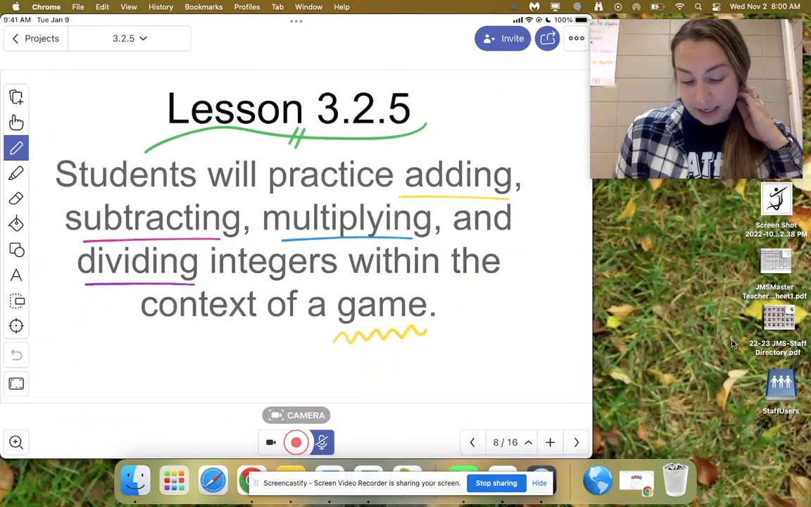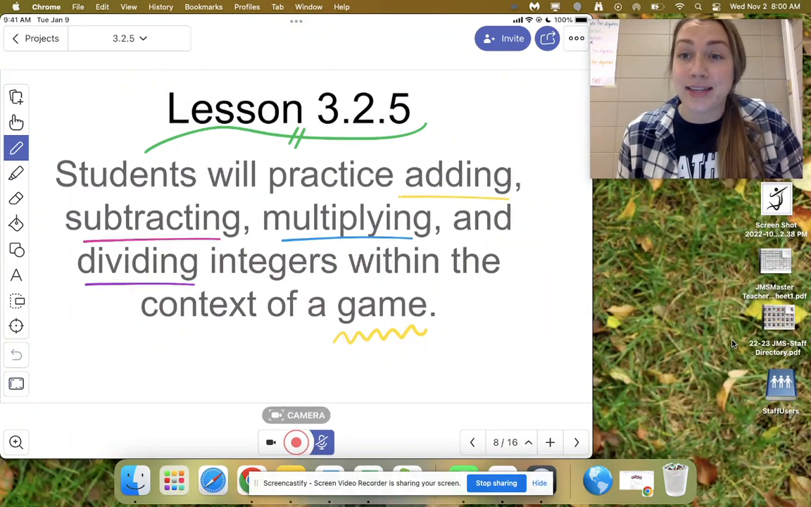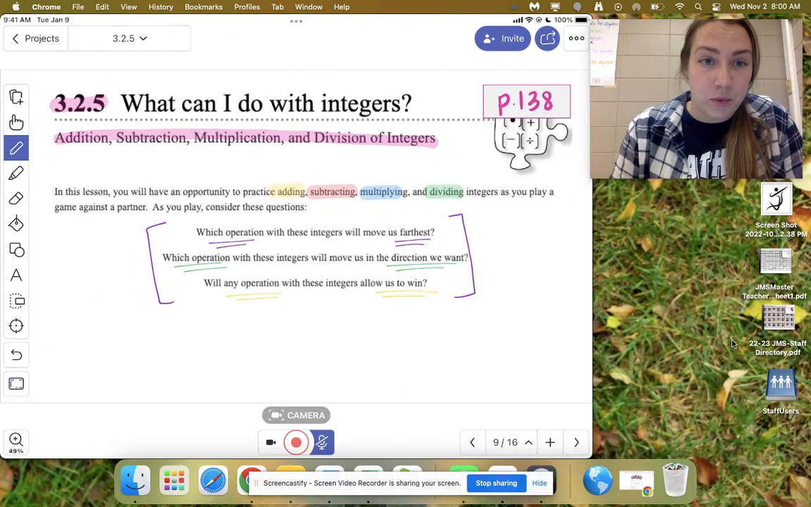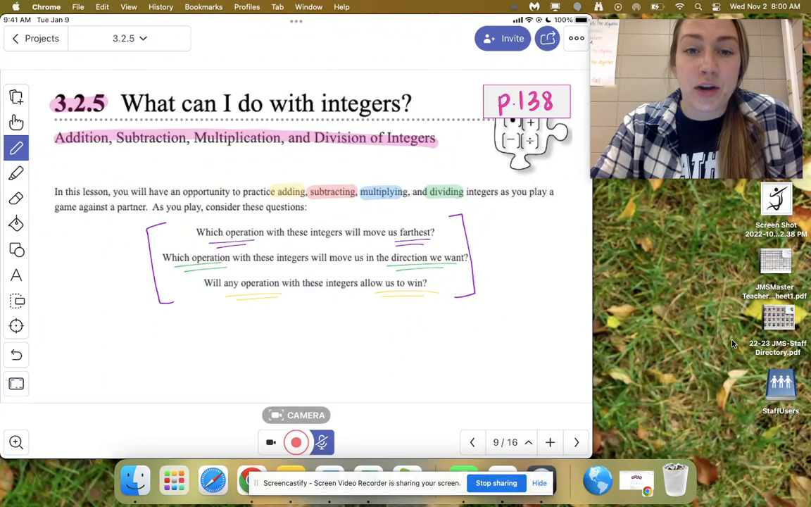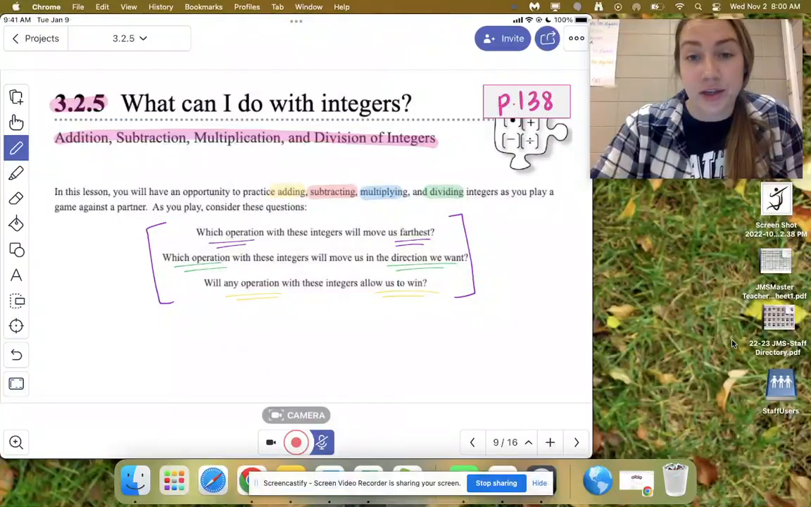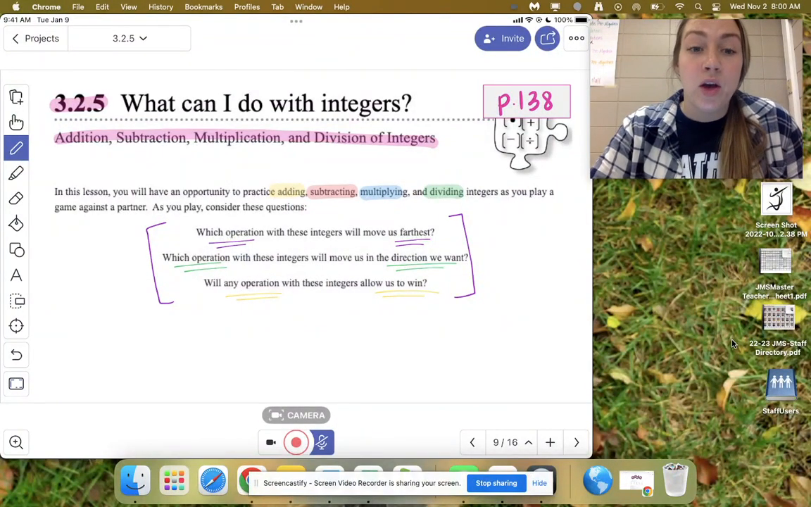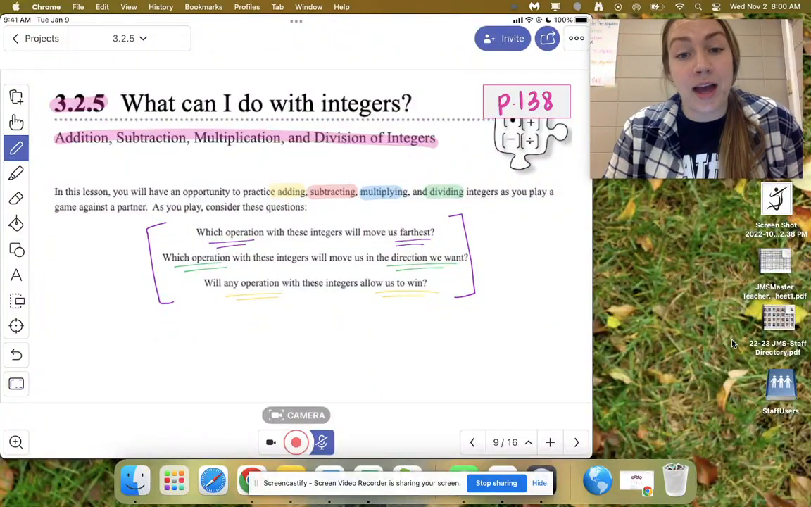325 today: students will practice adding, subtracting, multiplying, and dividing integers within the context of a game. So, what can I do with integers? In this lesson, you will have the opportunity to practice adding, subtracting, multiplying, and dividing integers as you play a game against a partner. As you play, consider these questions. Which operation with these integers will move us farthest? Which operation with these integers will move us in the direction we want? And will any operation with these integers allow us to win?